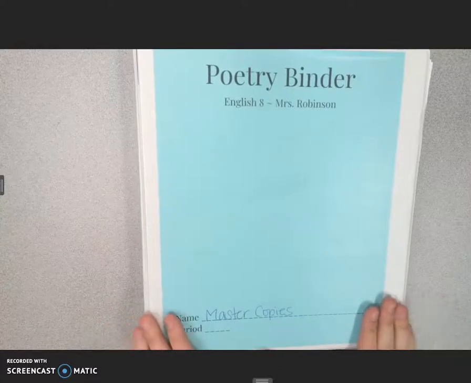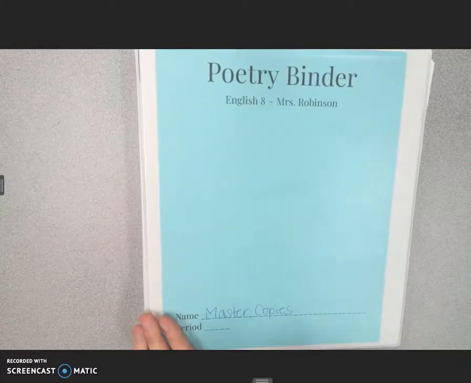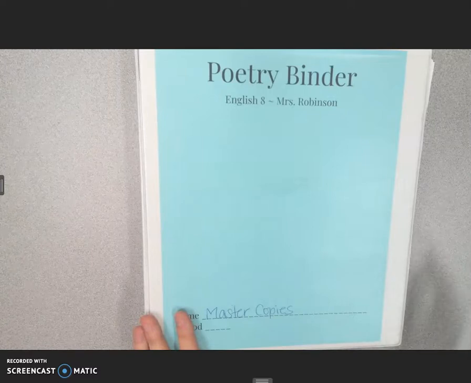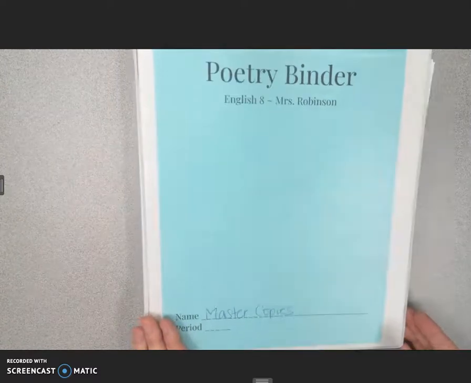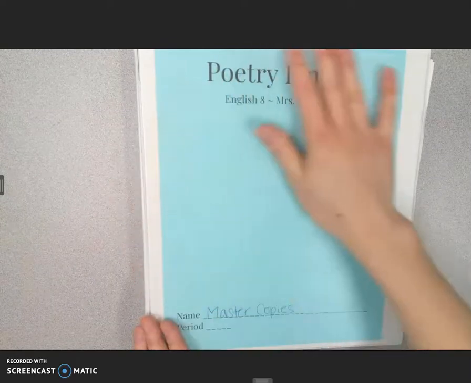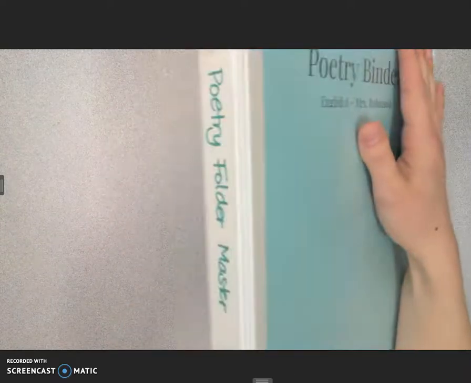Okay, so this is our sample poetry binder, and I wanted to put together this video just going through the order that it should be in now. I want to put together a video because I know some of you are a little lost. So this is our poetry binder. It's our beautiful 1-inch 3-ring binder.